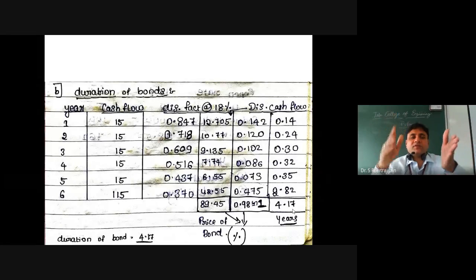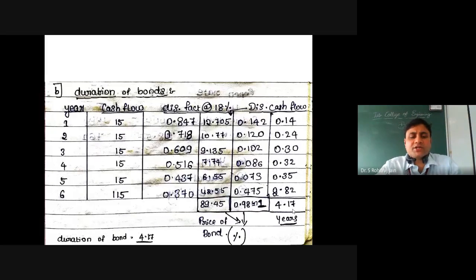So what I do is, for the first year, 1 multiplied by fifth column, that is 0.142, I get 0.14. Second year, that is 2 multiplied by 0.12, I get 0.24. Similarly, 3 multiplied by 0.102, I get 0.30. So 4 multiplied by 0.086, I get 0.32. Then 5 multiplied by 0.073, I get 0.35. Then 6 multiplied by 0.475, I get 2.82. The last column, students, if you sum it, the value should be equal to the duration of the bond, that is 4.17 in this particular problem.